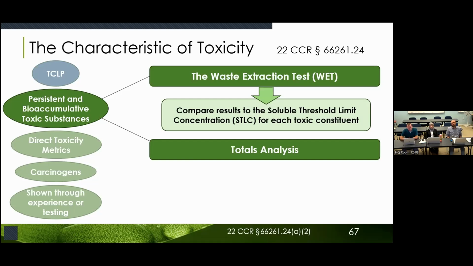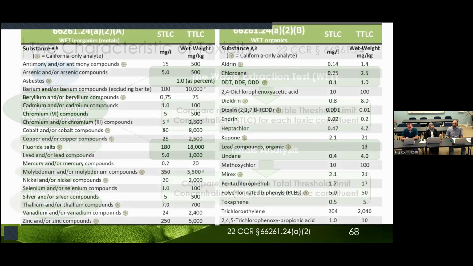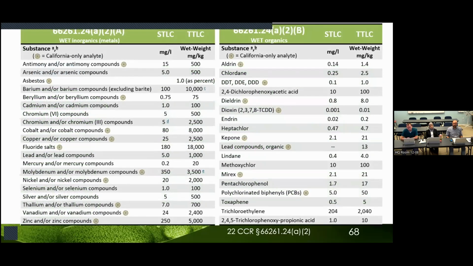The idea of this standard was to protect Californians from other ways that a waste could harm them, such as by contaminated soil being eaten by a child. The results from this test are compared to a different set of thresholds called the total threshold limit concentrations, or TTLCs. Of the chemicals regulated as persistent and bioaccumulative toxic substances, some are also on the T-clip table.